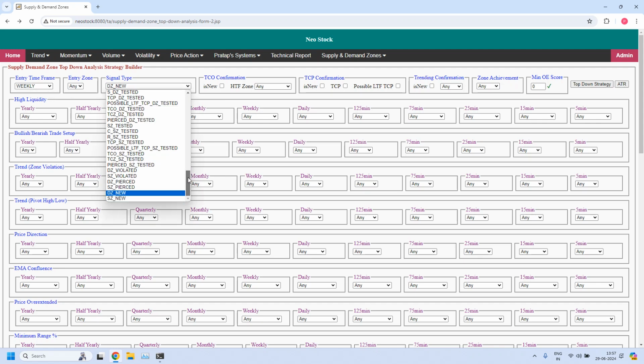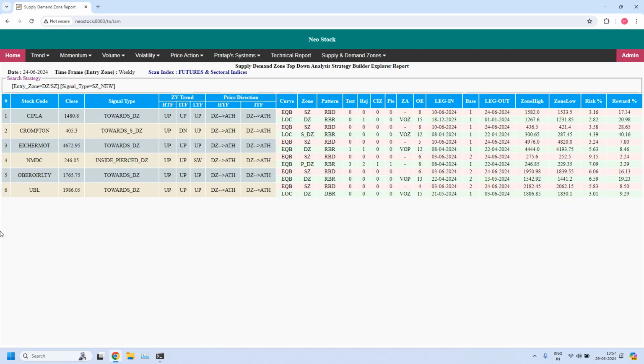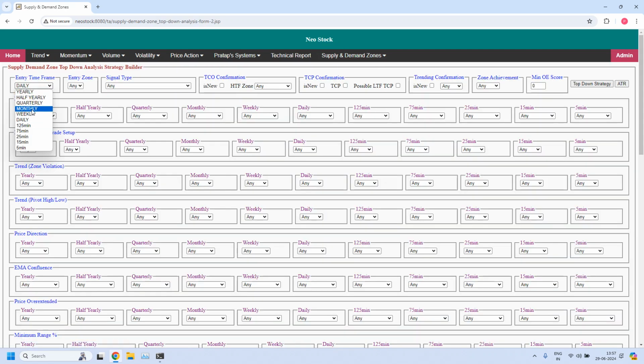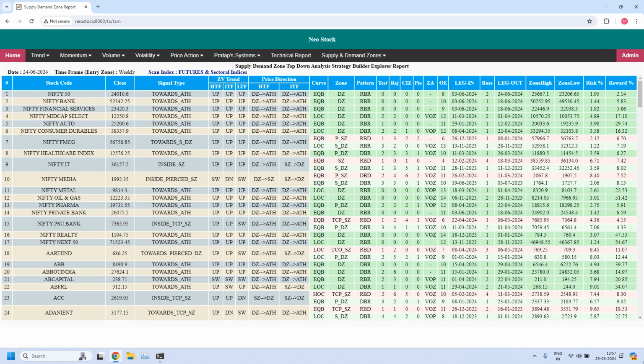Now let us find the stocks having newly created weekly supply zones. So these 6 stocks are having newly created weekly supply zones. Now let me generate stocks having all the weekly demand and supply zones. So weekly time frame without any filters, I am generating the report for our reference purpose.